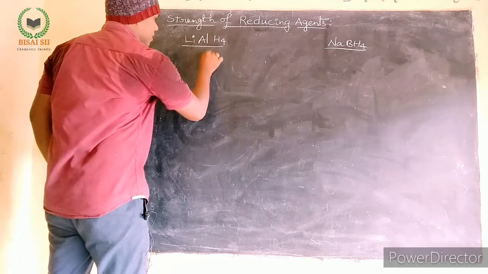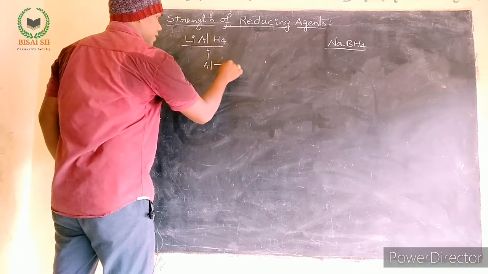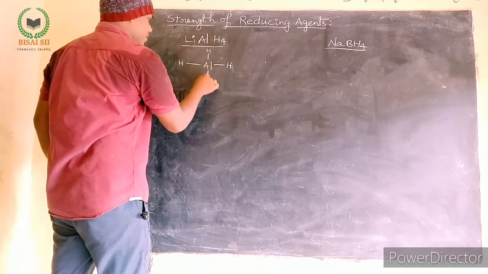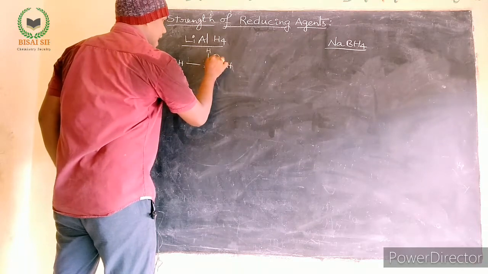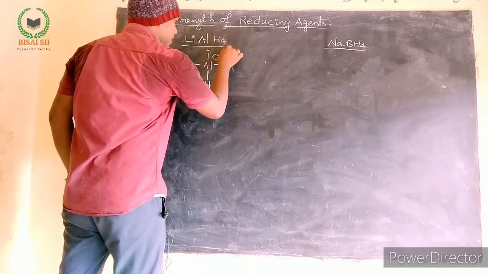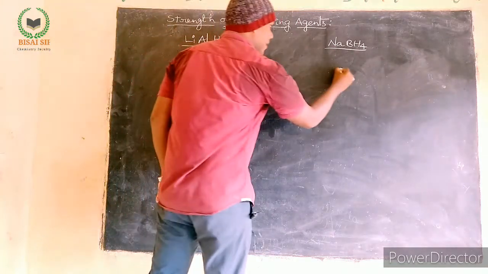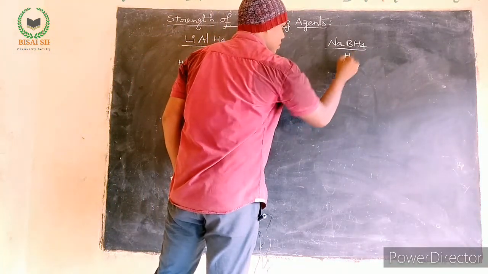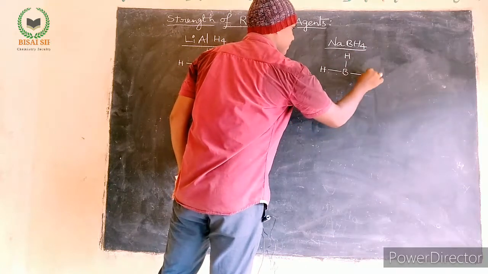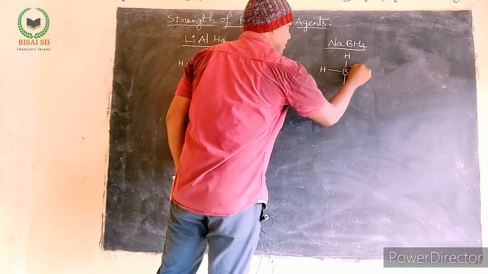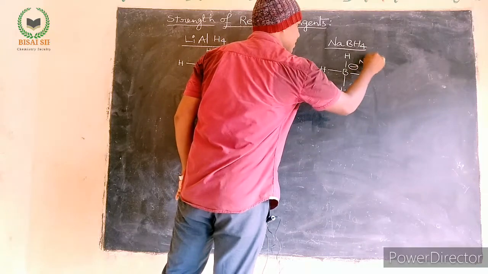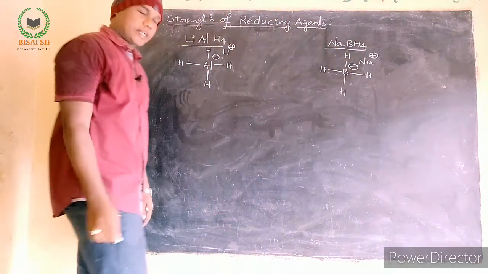So Al, here one hydrogen, here one other hydrogen, this is hydrogen. Here it has a negative charge, which is stabilized with the lithium plus. Here also the same, here BH4 with a negative charge, this is stabilized with the Na plus ion, correct?